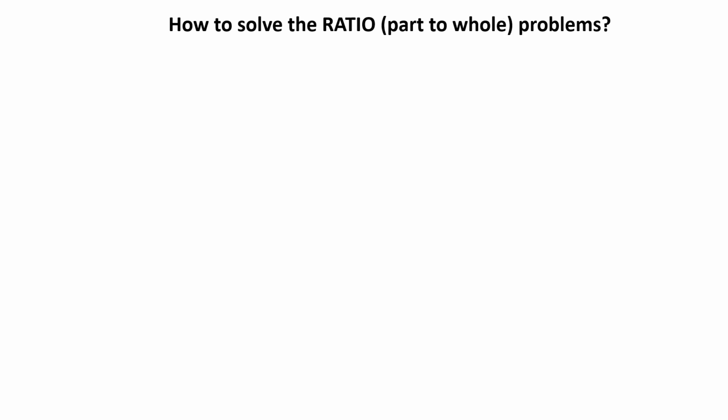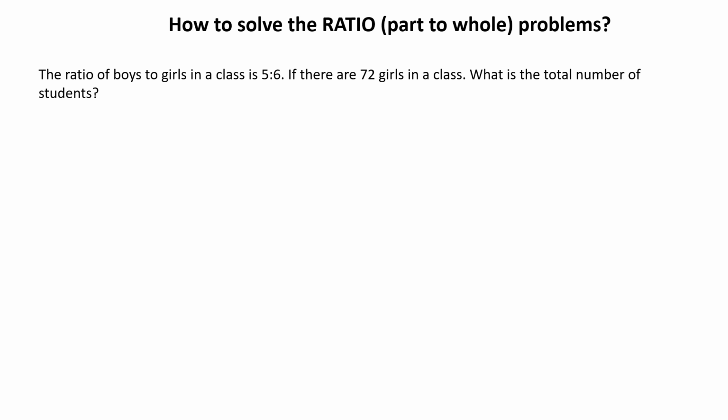All right, in the last class we have learned how to solve part-to-part type ratio problems. This lesson we will cover how to solve part-to-whole type ratio problems. Let's have a look at the question here. The ratio of boys to girls in a class is 5:6. If there are 72 girls in a class, what is the total number of students?